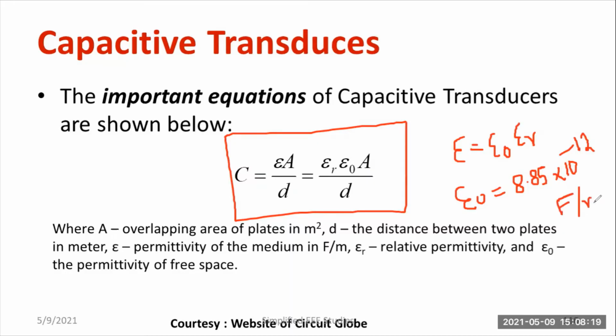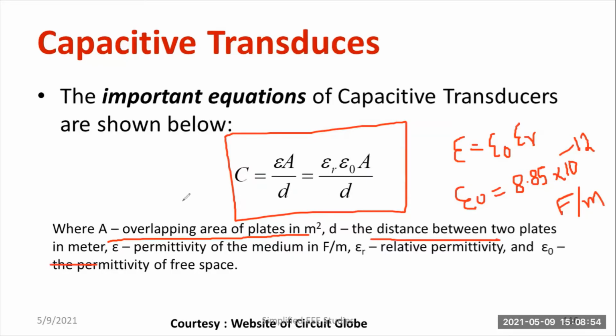For example, if you are using air as a dielectric medium, epsilon r, the relative permittivity, can be taken as 1. Instead of that, if I use any other material, I need to find the value of relative permittivity by using Clark's table or any other measurement data. What is A? A is nothing but the overlapping area of the plate, expressed in meter square. D is the distance between the two plates, expressed in meters.